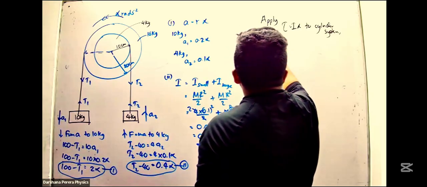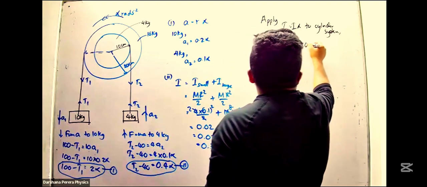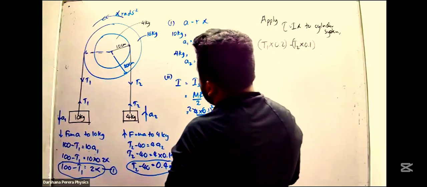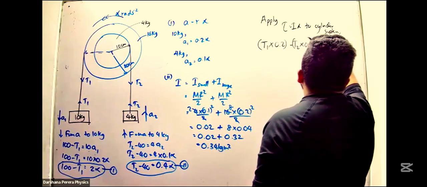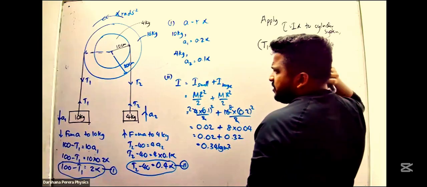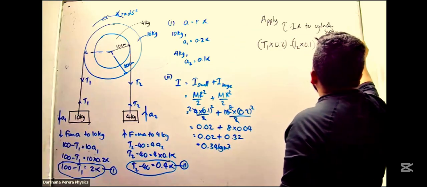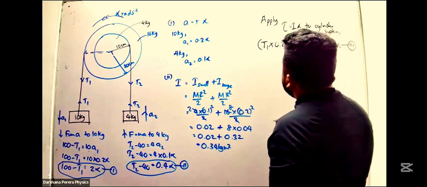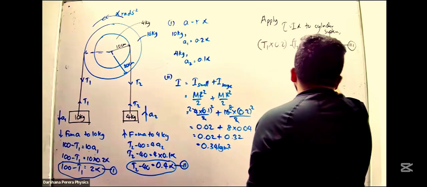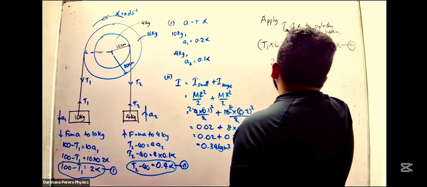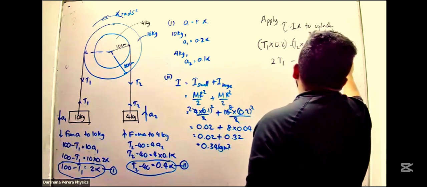So T1 into 0.2 minus T2 into 0.1 equals I alpha. I mean 0.34 alpha. That is number 3. That means we can multiply by 10: 2T1 minus T2 equals 3.4 alpha.